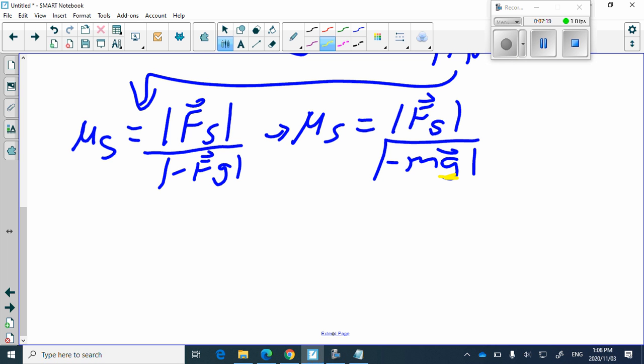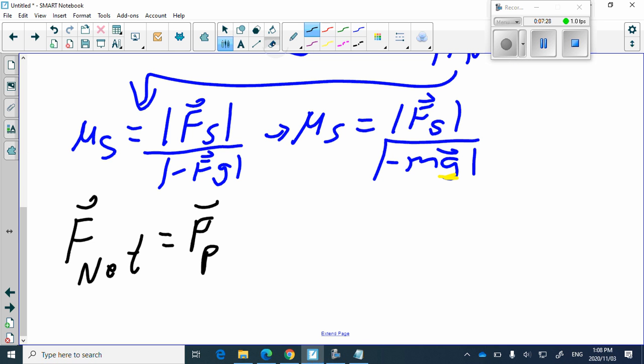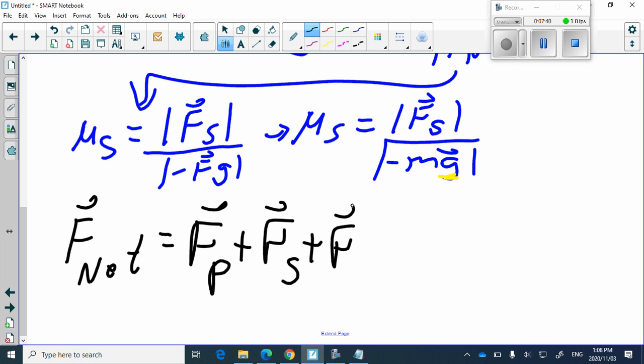Well, here it is. Watch. F net is equal to force push plus force static friction plus force gravity plus normal force. Oh, look, I found an equation that has force static friction in it.